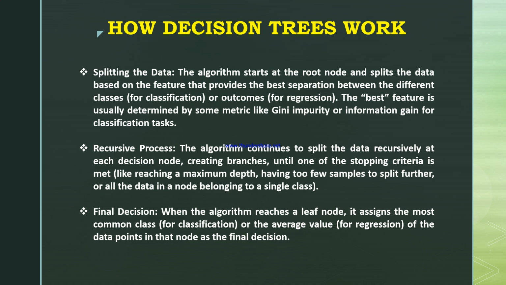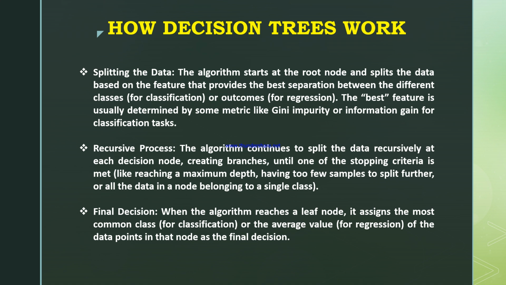How decision trees work. Splitting the data. The algorithm starts at the root node and splits the data based on the feature that provides the best separation between the different classes for classification or outcomes for regression. The best feature is usually determined by some metric like Gini impurity and information gain for the decision task.